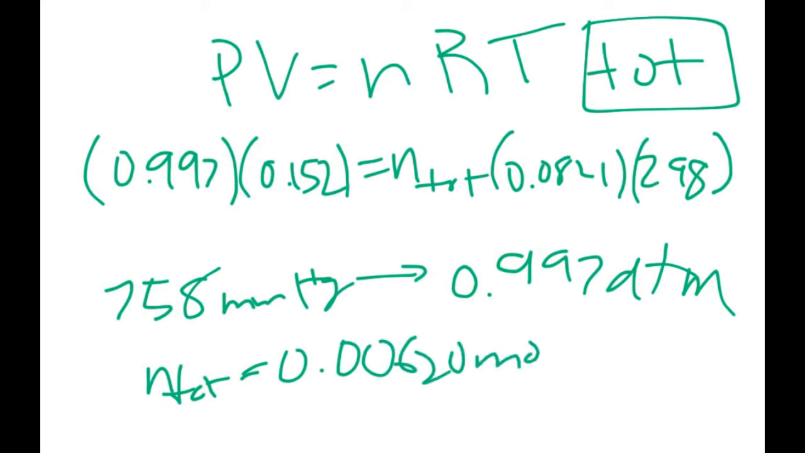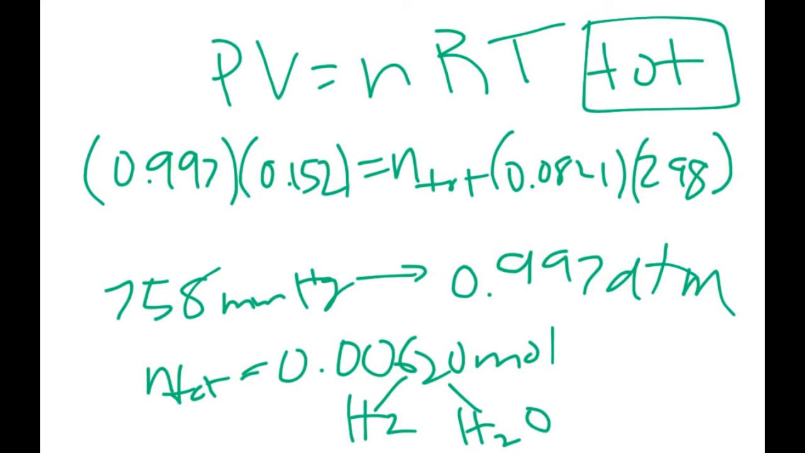And by doing the math, we get that there are a total of 0.00620 moles of gases, which includes both the H2 gas that we are collecting, as well as the H2O gas that is forming because it wants to achieve the water vapor pressure at that certain temperature, since this is a wet gas.